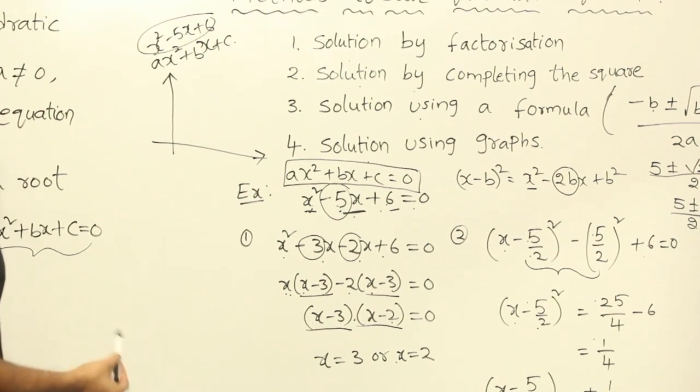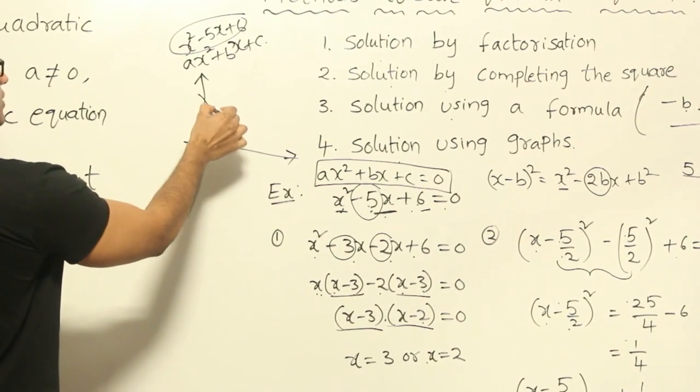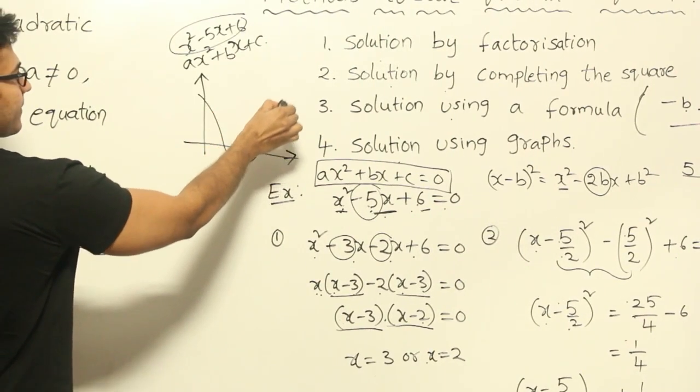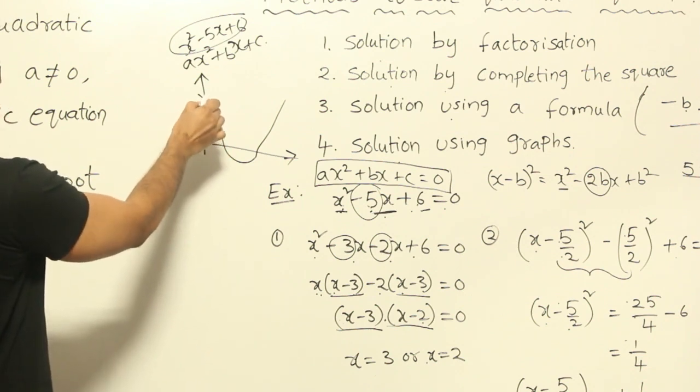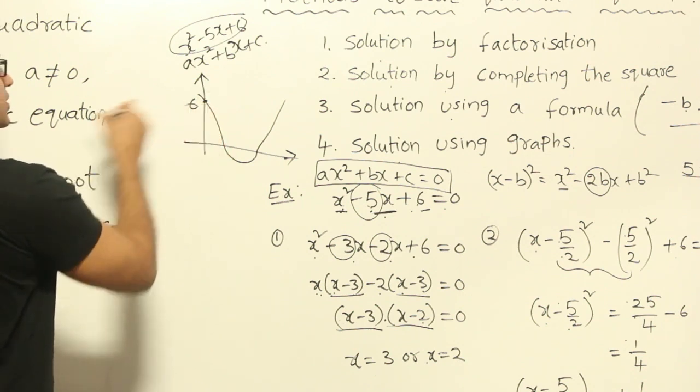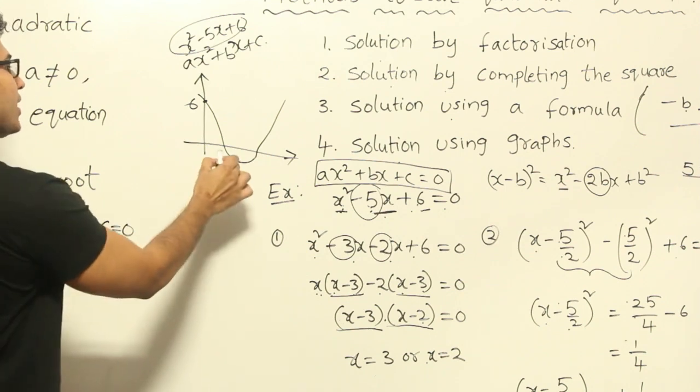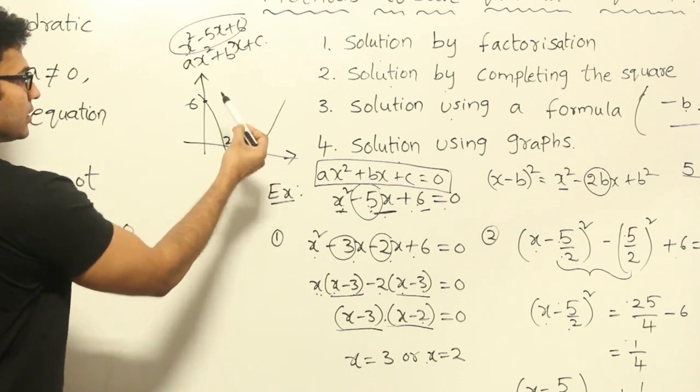Now if you try to plot the graph, you will see some kind of graph like this, right? Maybe here when x equal to 0, this value will be 6, right? And here the value will be 2, and here the value will be 3.